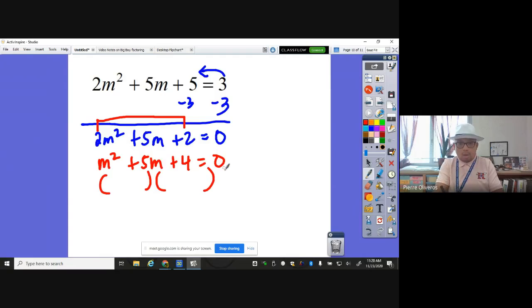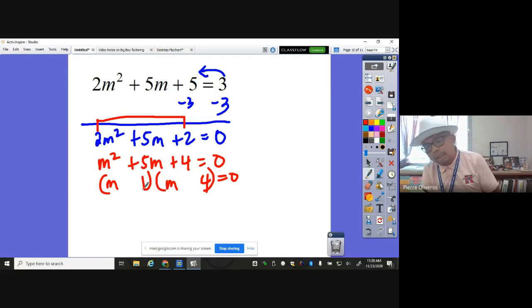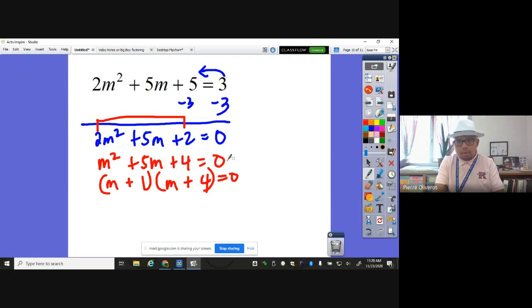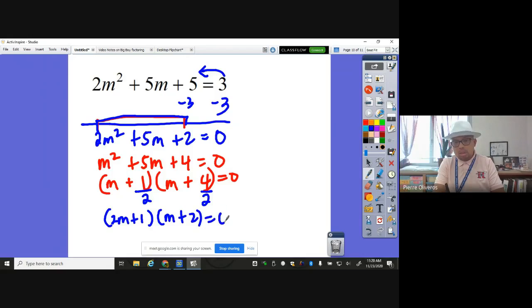Remember that this goes out to become baby factoring. M, 4, and 1. Two numbers that when you multiply them give you a 4, when you add them give you a 5, and both of them are positive. A common mistake of students is they forget to divide the 1 by 2. Where do we get the 2? Remember, we multiplied 2 by 2 here. So again, this will go up to m plus 1, and 4 over 2 can be simplified as m plus 2 is equal to 0.